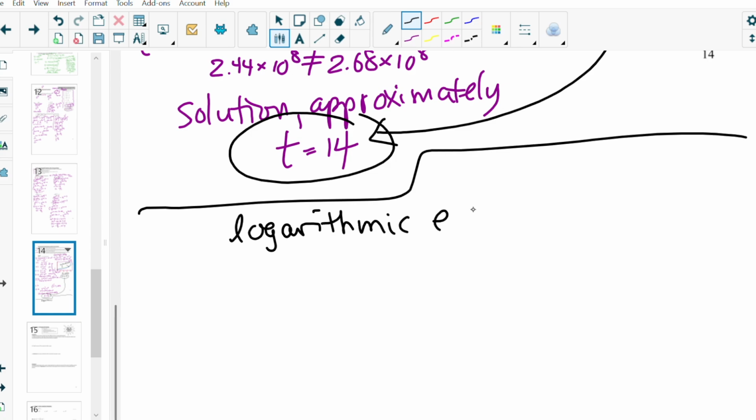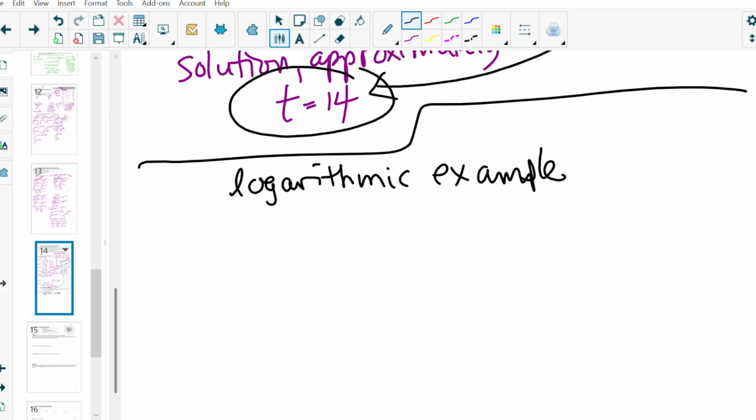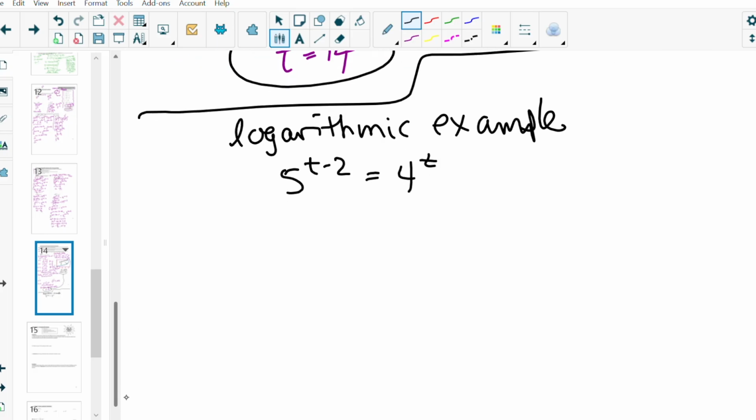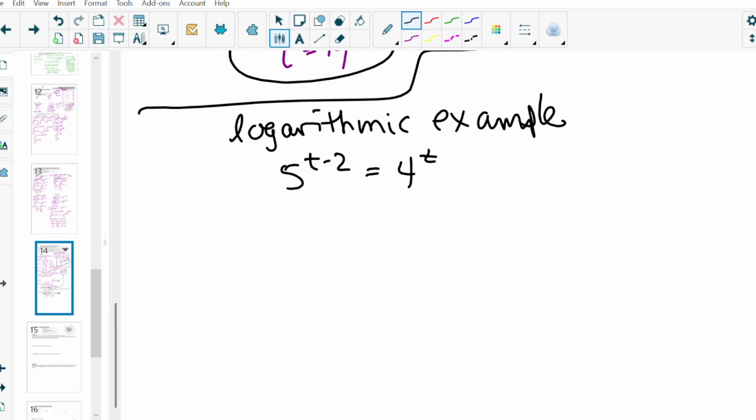Logarithmic example, and this is just for your info. This will be a next unit thing, but I just want to show you how we can use this process to make it much easier. Not required for the unit test and quiz for this lesson, but this is just to illustrate. So I have this as my starting exponential equation.